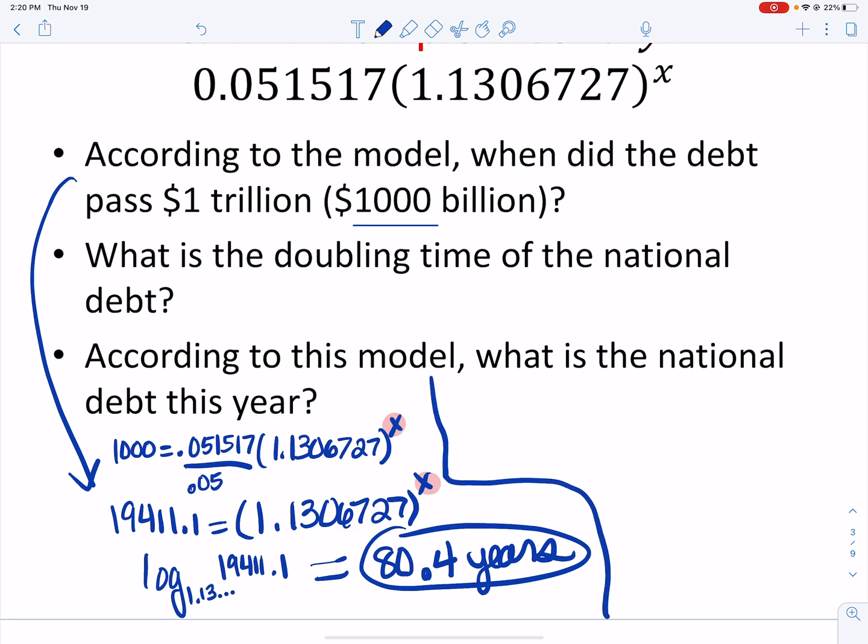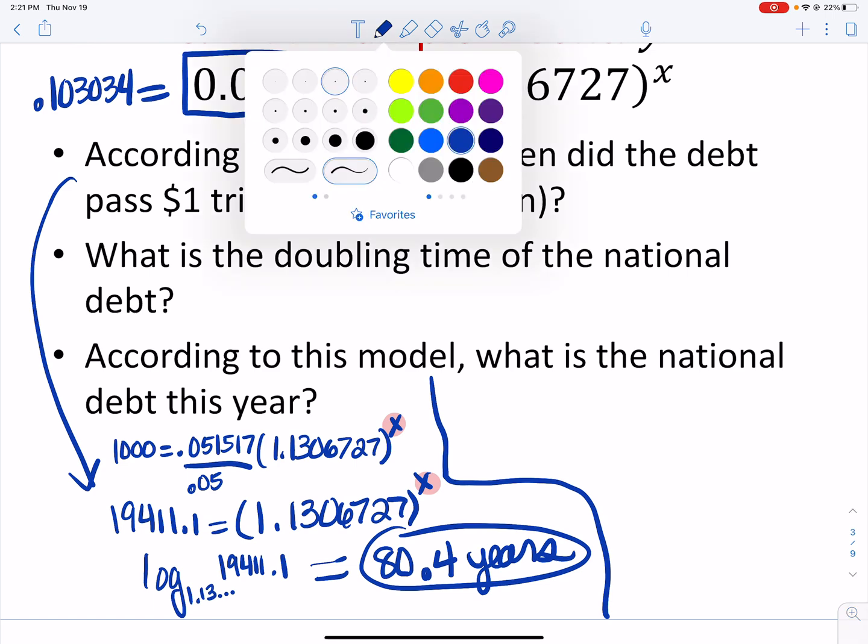Now on question 2, it says, what is the doubling time of the national debt? So we did doubling time yesterday. So basically, aren't I going to double this number? That's up at the top. Aren't I going to double that number and then equal it to whatever that number is doubled? So 0.051517, and if I double it, it's going to be equal to 0.103034. But then aren't I going to divide by that number?